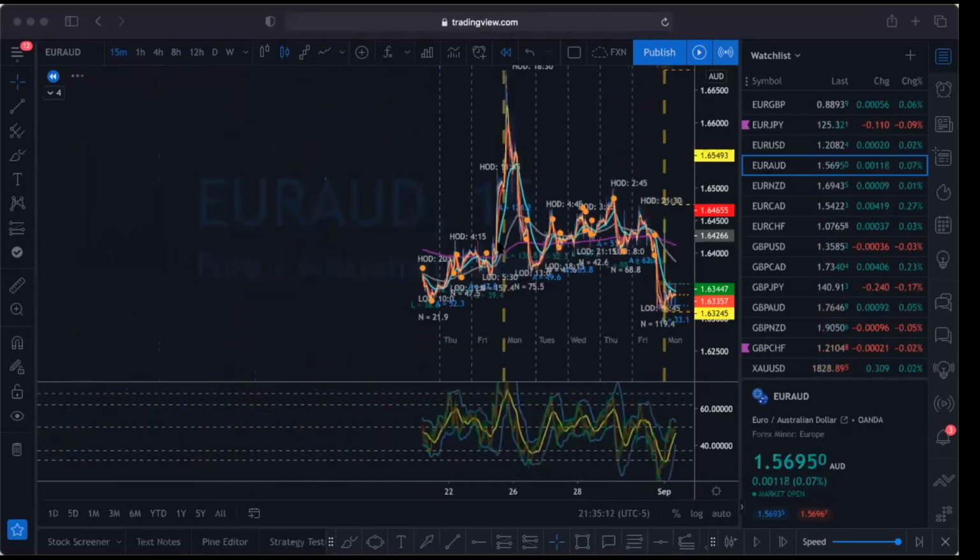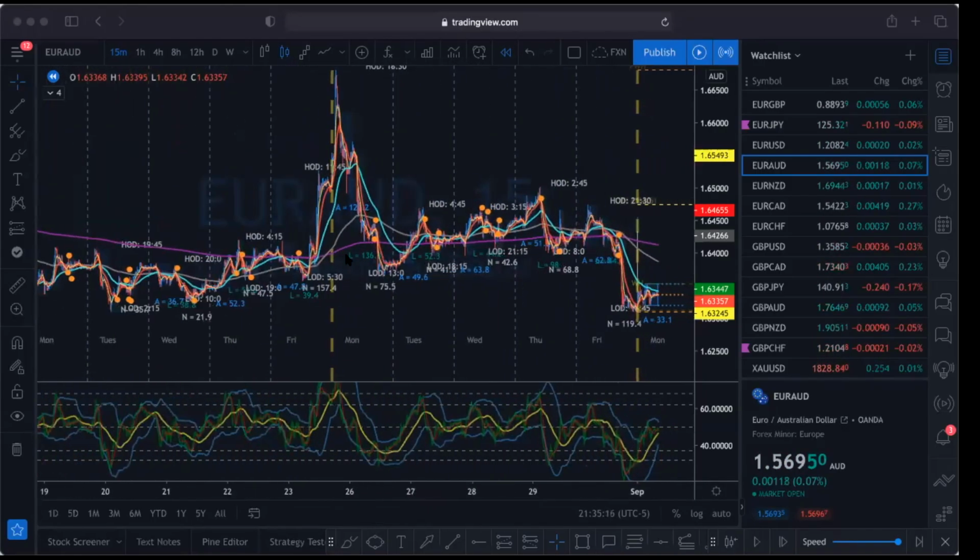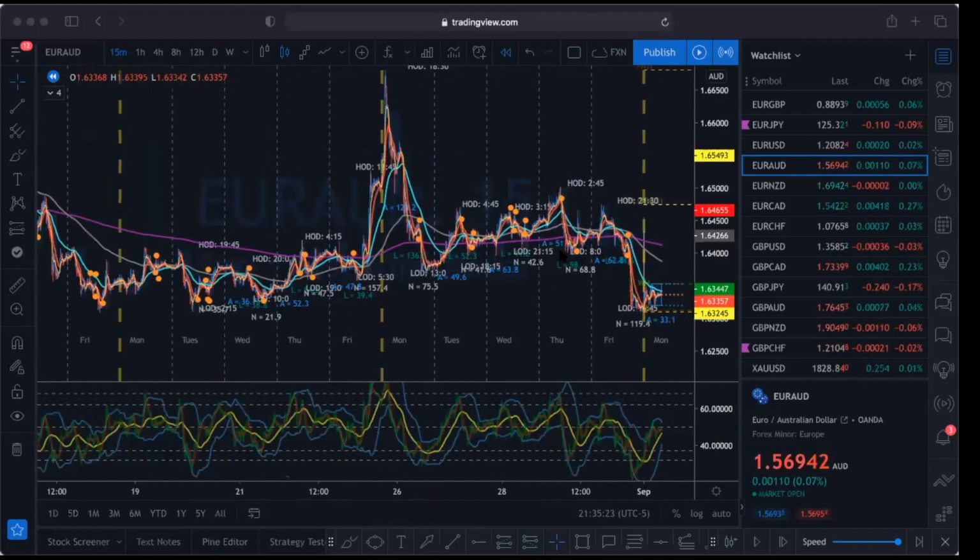So all right, in this one we had straight sideways movement. You can see the EMA is going straight through it. So it's an accumulation weekly cycle for that week.